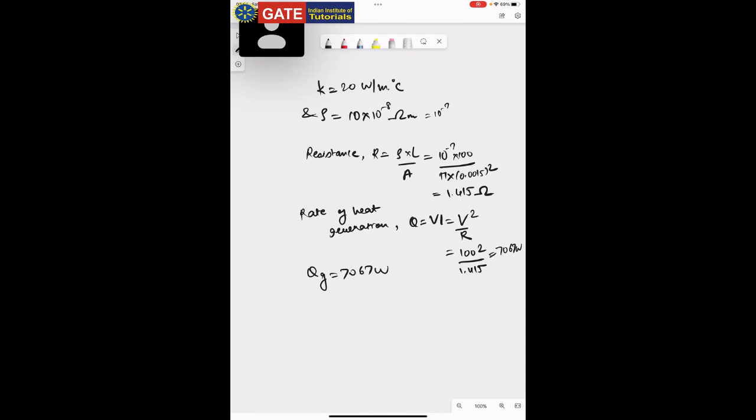Okay, do you recall this equation, Q equal to VI or Q equal to V square by R? Yes, sir. This one I know. The resistivity. But I was unable to bring this resistance from resistivity. Okay. So I hope from here you will be able to solve it, right? Yes, sir. So you have to find out Tmax and heat transfer coefficient.